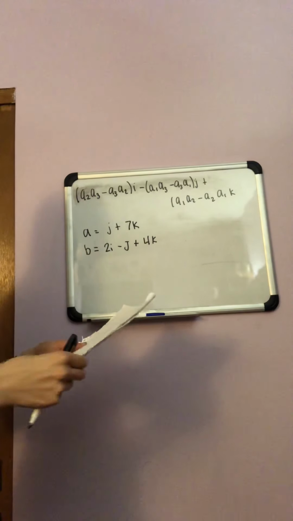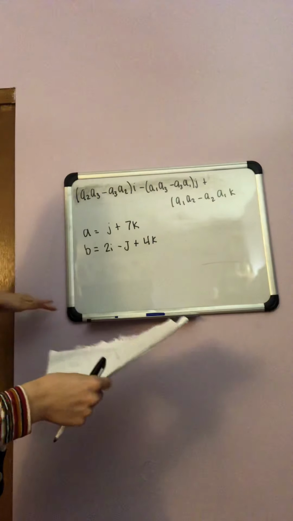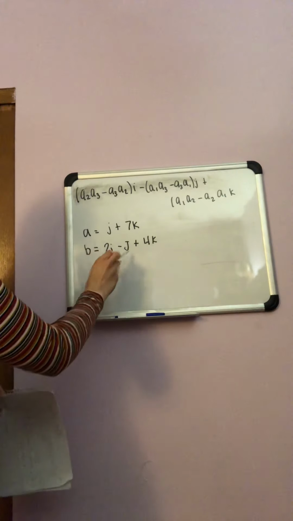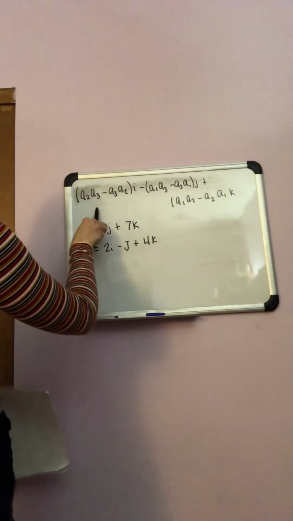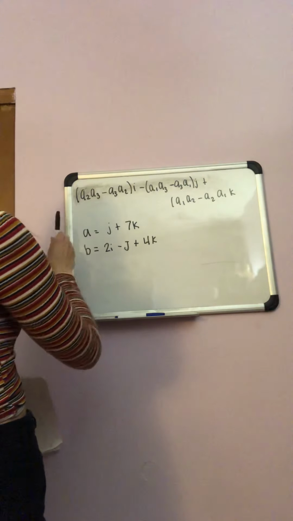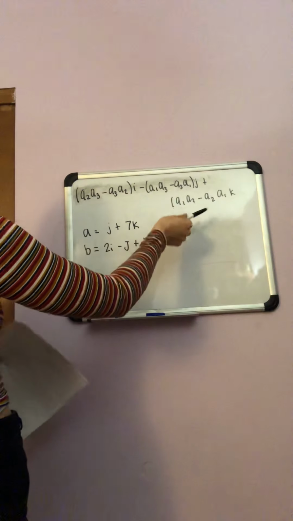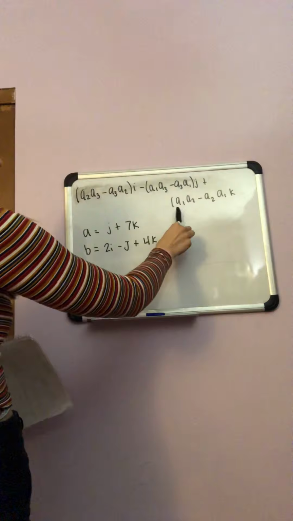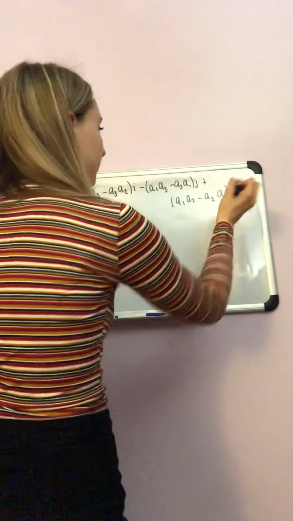Okay, so the next thing that I'm going to be explaining is how you do cross product between vectors when it's written in forms of i, j, and k. So the formula for this is (a2 times b3 minus a3 times b2) times i minus (a1 times b3 minus a3 times b1) times j plus (a1 times b2 minus a2 times b1) times k.